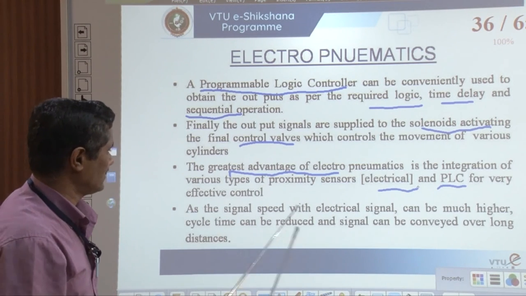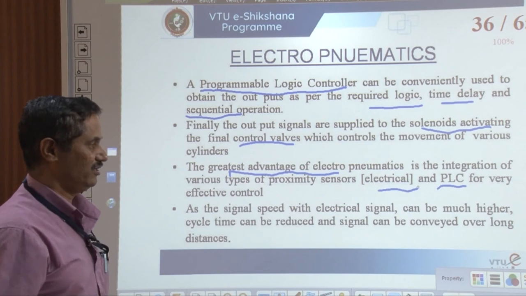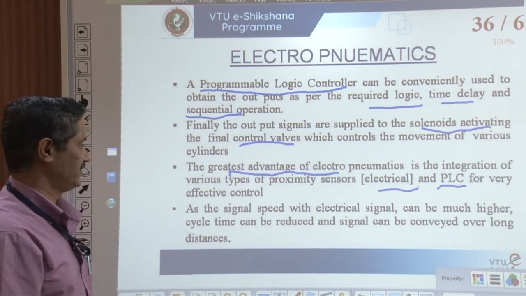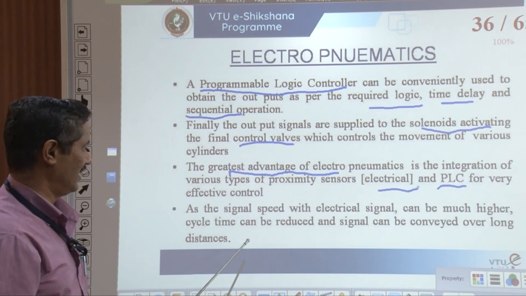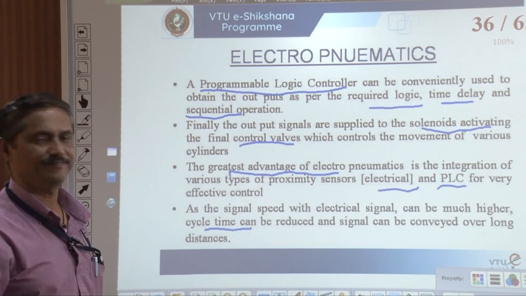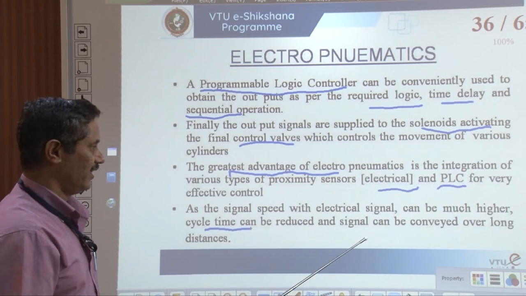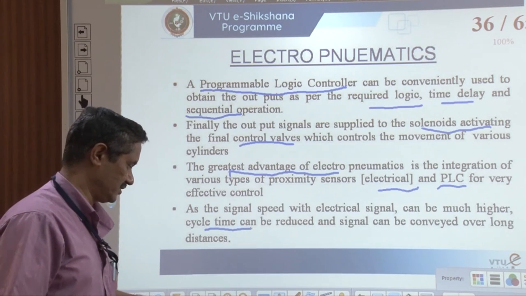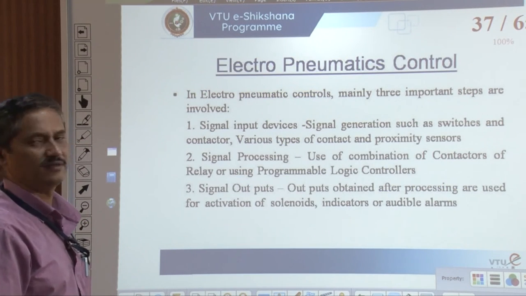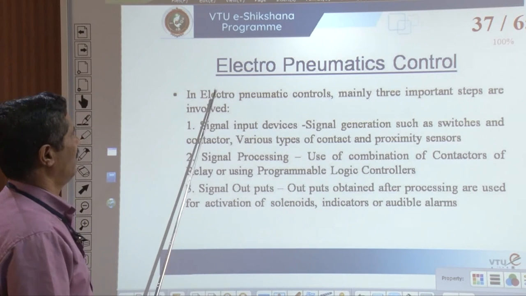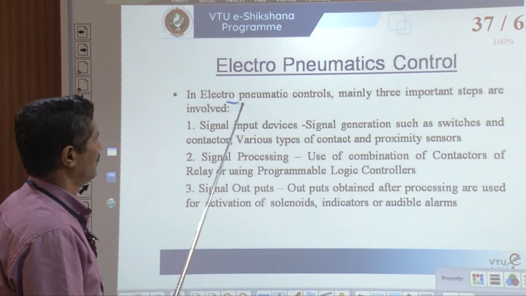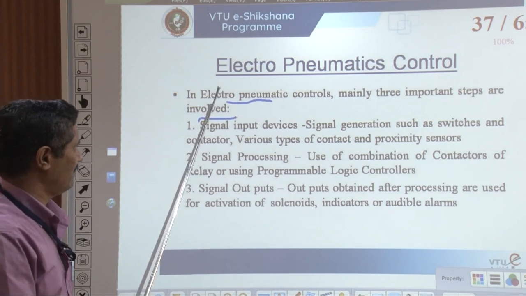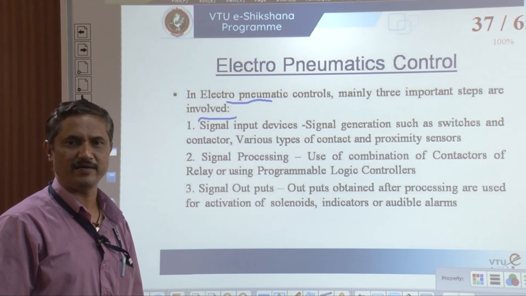So, as the signal speeds are much higher with the use of PLCs, you can make the automation process faster, and cycle time reductions can be done, and you can do complex designs using these techniques with your software integration. Electro-pneumatic controls and PLC can be incorporated. So there can be a few steps in incorporation.